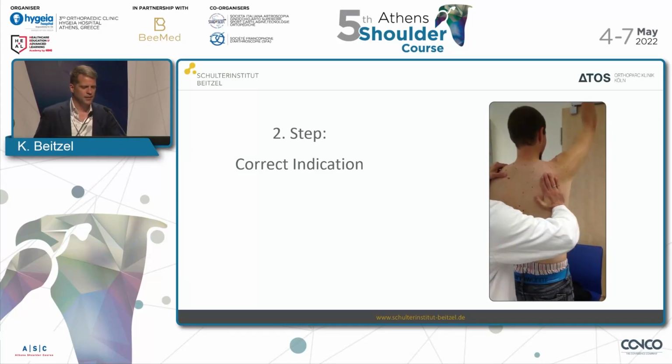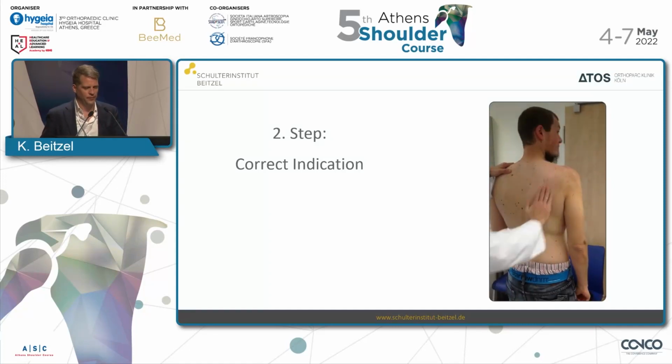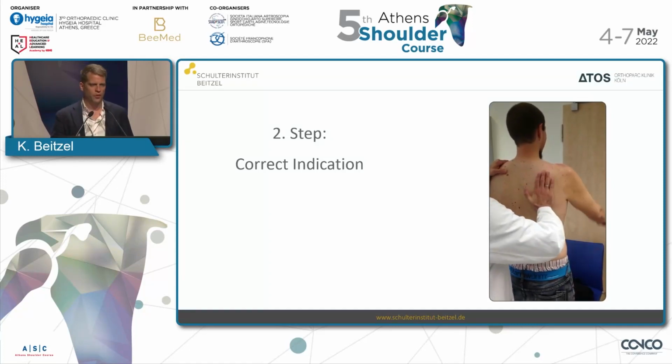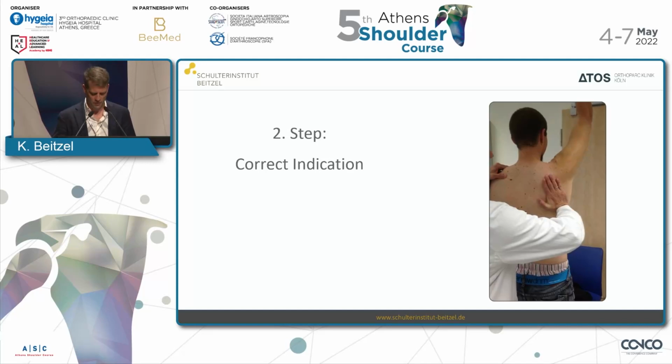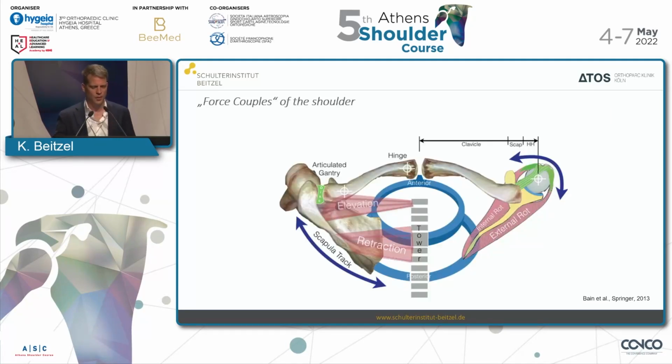And the next thing is finding the correct indication, not only based on the X-ray. And here you see the scapulothoracic motion. That's the problem these patients have. And basically, that's all this AC joint is about.